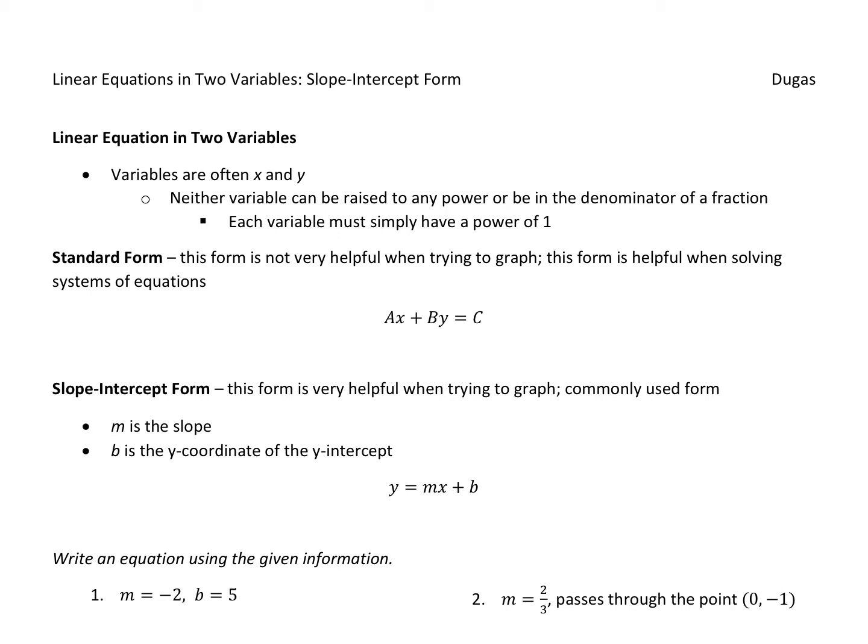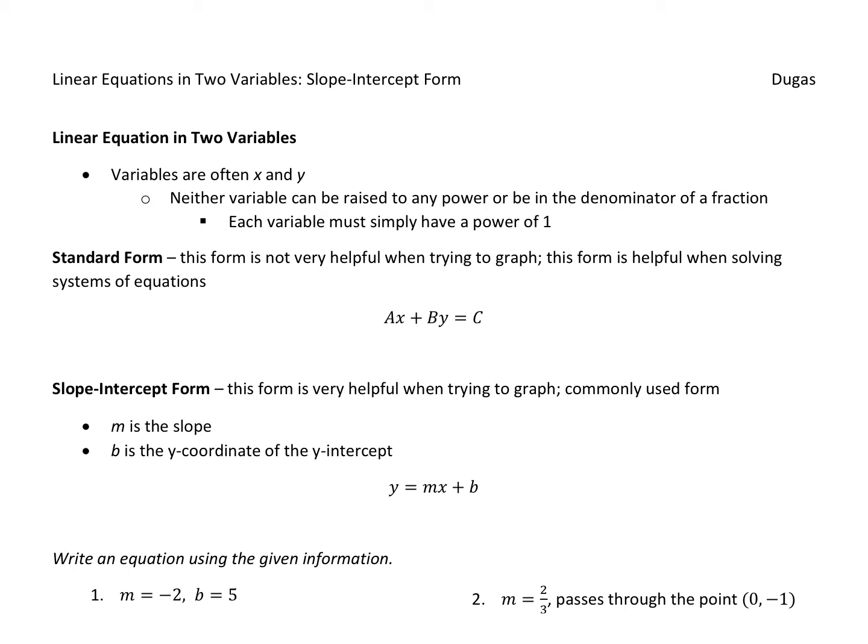So first of all, a linear equation in two variables. Usually the variables that we see most often are x and y. So those are the ones that we're going to be looking for. But that's not the only ones that can appear. Really the equation can have any two variables. X and y is just the usual. In order for it to be a linear equation, neither variable can be raised to any power or be in the denominator of a fraction or be underneath a radical. Basically, each variable just has to have a power of 1.